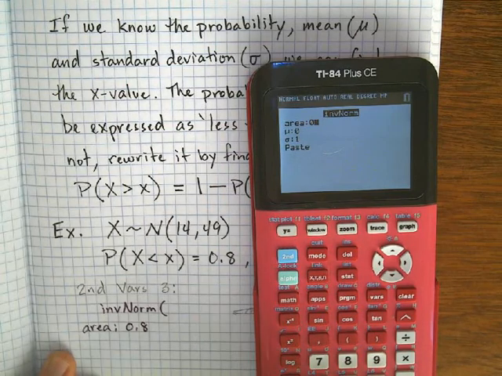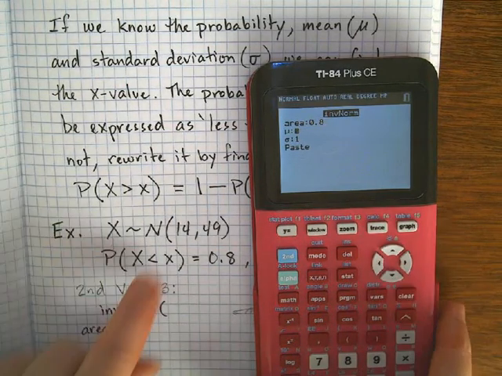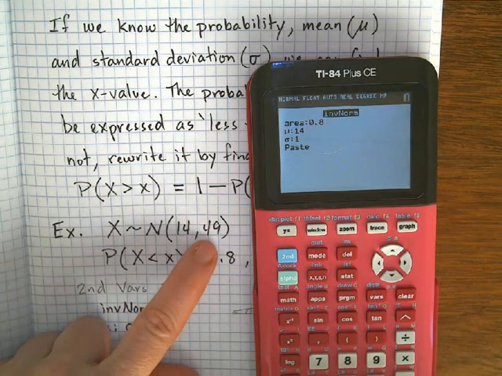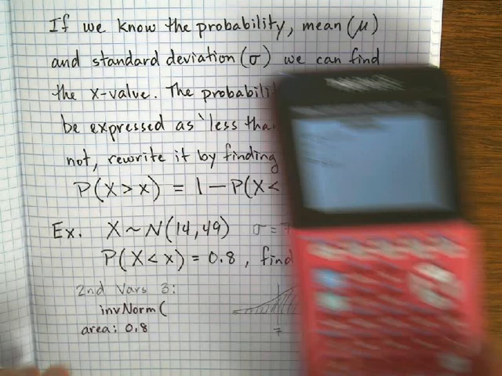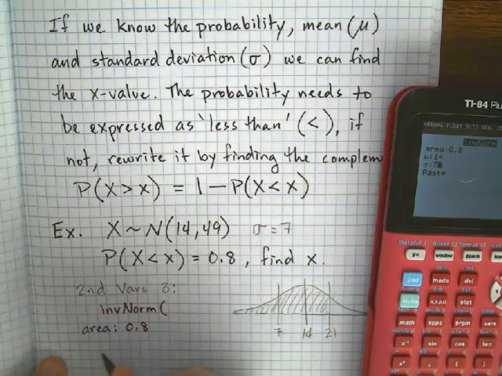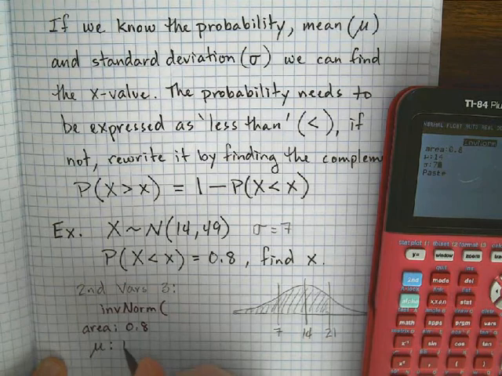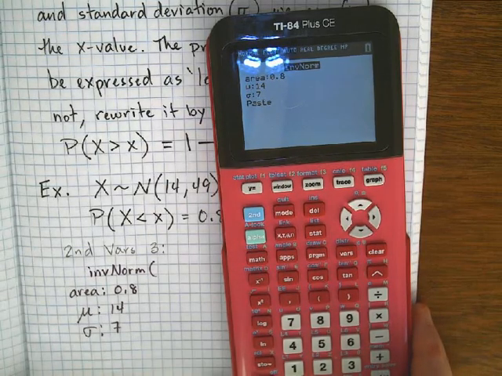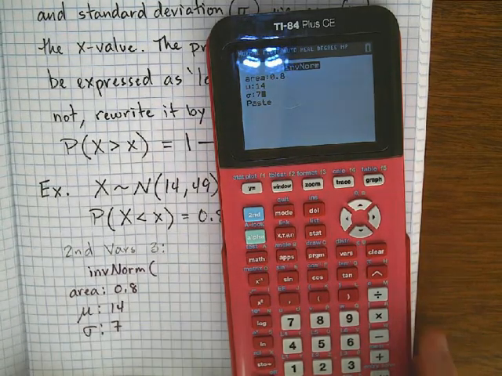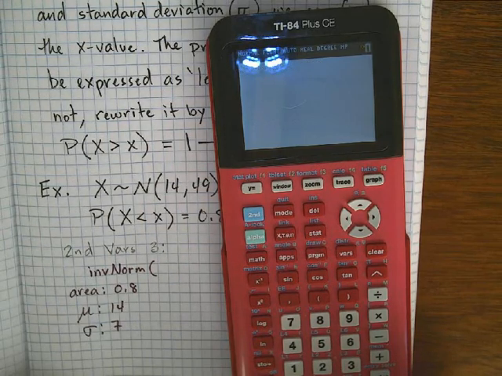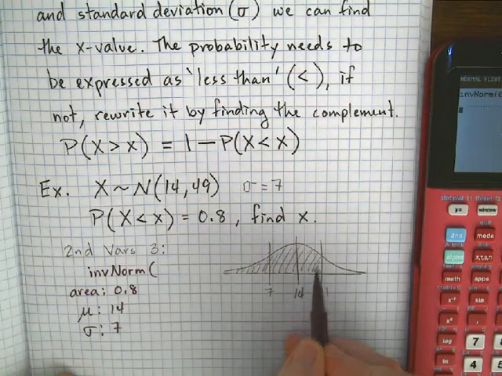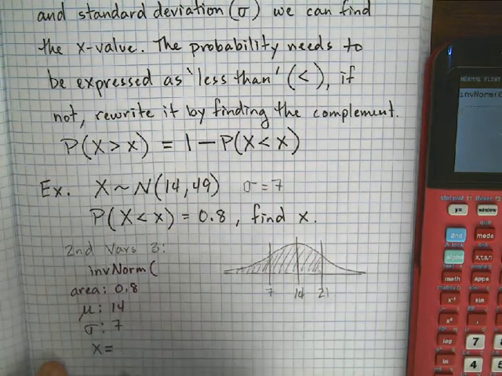The mean, well, they gave us the mean. It was 14. And the standard deviation was, remember, the square root of this, so it's 7. So I put in my mean, which was 14, and I put in my standard deviation, which was 7, and then I hit enter a bunch of times. And if you're on a TI-83, I'm imagining you just put these in with commas. Hit equals a few times, and I get 19.9. So this dividing line, x equals 19.9.